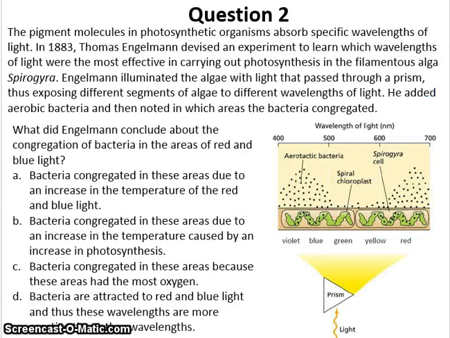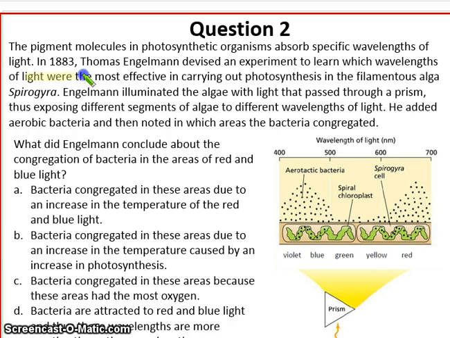Pigment molecules in the photosynthetic organisms absorb wavelengths of light. This person did the experiment to learn which wavelengths were the most effective. So we're looking at which wavelengths of light are the most effective at photosynthesis for this particular algae. They illuminated the algae with light passed through a prism, exposing different segments of algae to different wavelengths. He added aerobic bacteria, so we're using oxygen, and noted which areas the bacteria congregated. So we're looking to see where the bacteria are congregating, as indicated by these dots down here. It says, what could Engelmann conclude about the congregation of bacteria in the areas of red light and blue light?